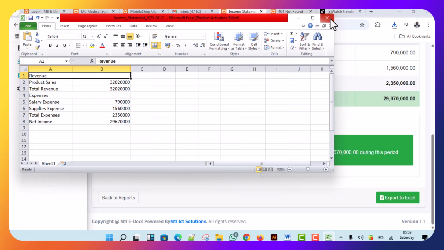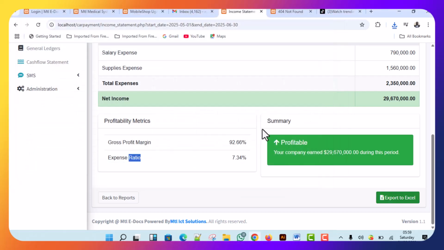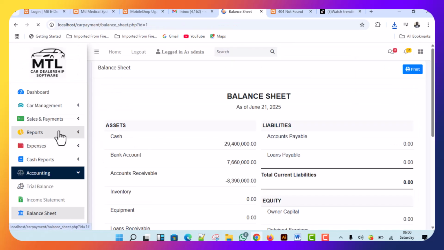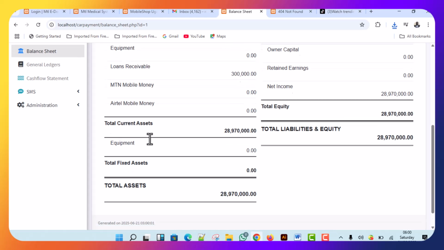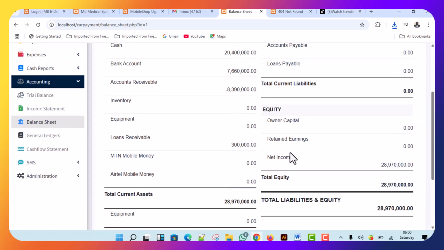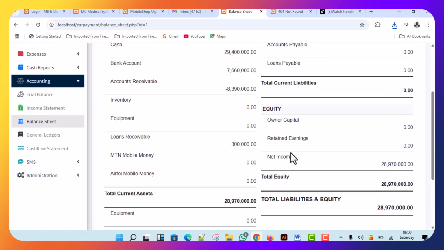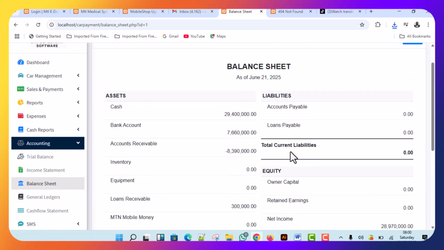Summarize the report. You can take it to your bosses and they look at it. Yeah, so that is the income statement. We have this balance sheet. So this is accounting. As of today, this is a balance sheet. As long as the accounts balance, total assets and total liabilities and equity, you're on a good track of your records.